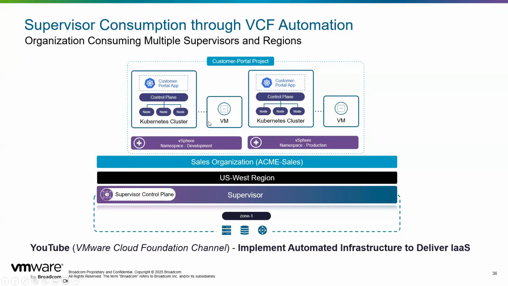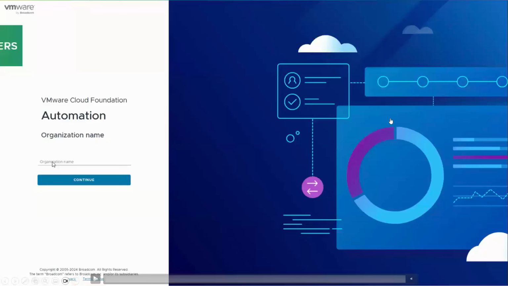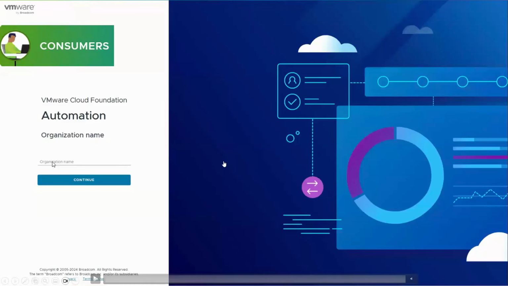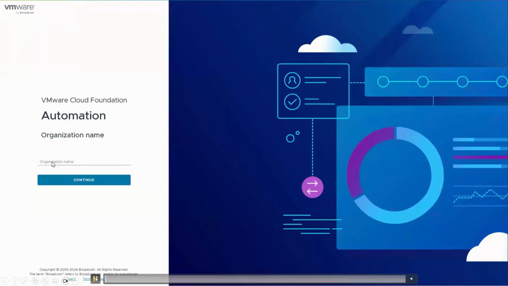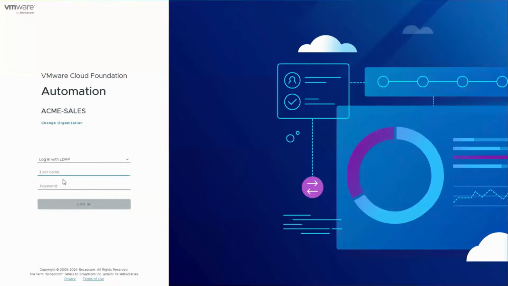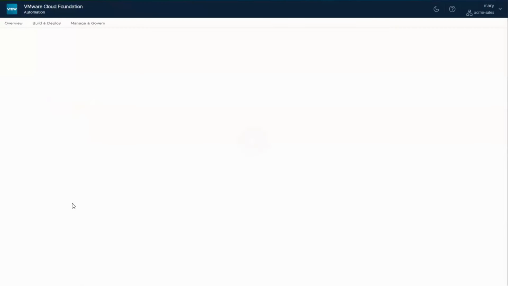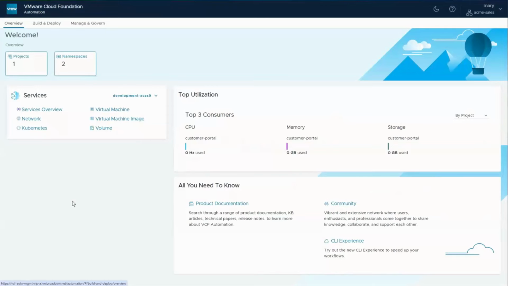So what I'm going to do is log into this. I'm just going to create this virtual machine here, just so you can see the difference between what this looks like in VCF automation versus vSphere. So again, go into our tenancy, which in this instance is the Acme Sales organization. I'm going to log in as a Project Advanced user. So as a Project Advanced user, we can build infrastructure as a service, as well as access catalog items.